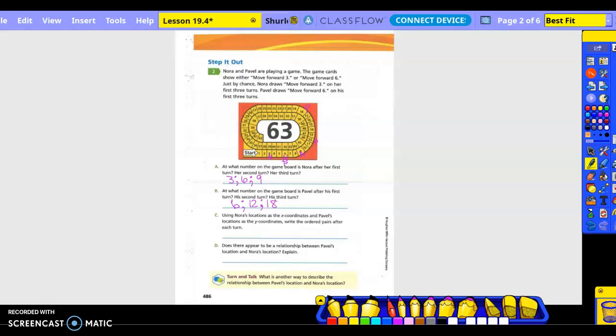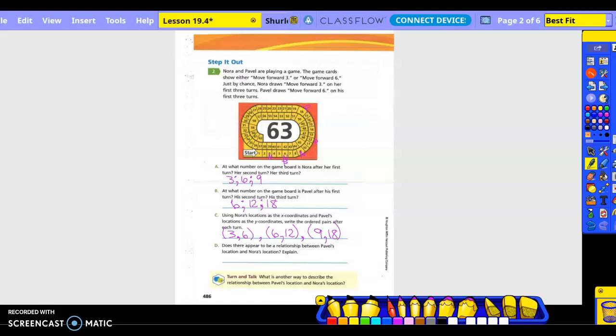Using Nora's locations as the x coordinate and Pavel's locations as the y coordinate, write their ordered pairs after each turn. So basically, we're going to keep everything in line, right? The 3 would go with the 6. The 6 would go with the 12. And then our next one would be 9 and 18.